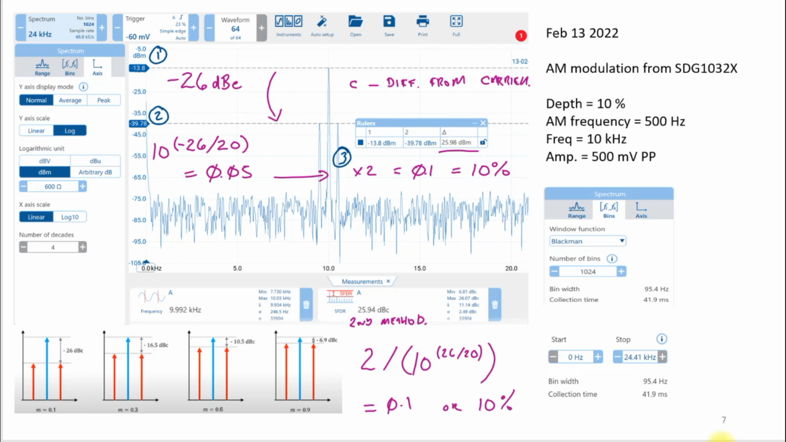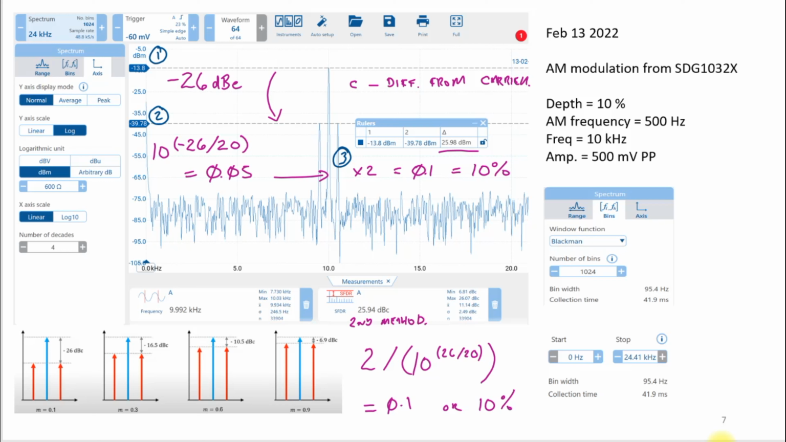So in this particular example, I was down minus 26 dB from the carrier. Okay, so the carrier was at minus 13. The sideband was at minus 39.78 dBm. So I have a difference of minus 26 dB from the carrier. So I can calculate it in two different ways. You can say 10 to the minus 26 divided by 20. That gives me 0.05. Multiply it by 2 for the two sidebands, and that gives me an index of 10%.